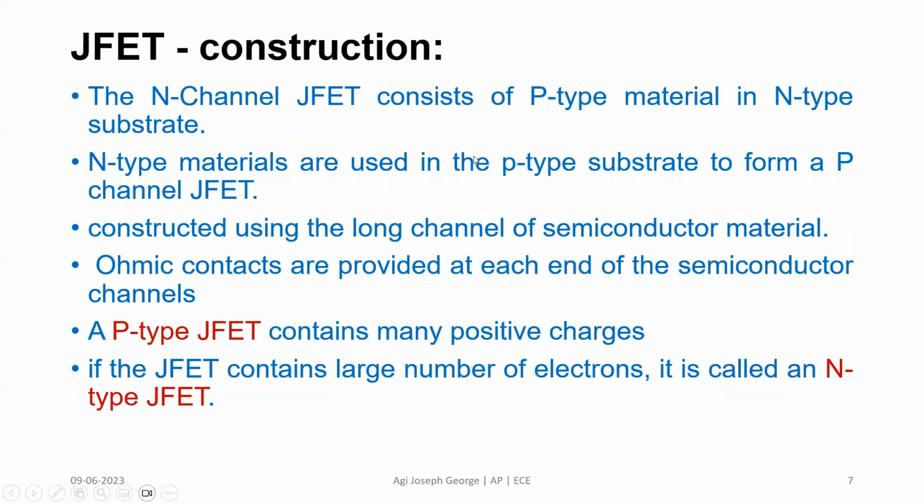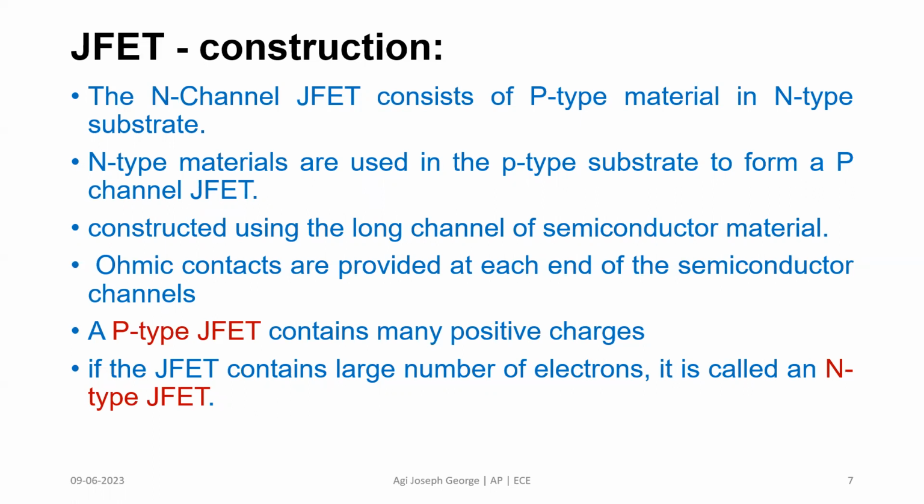So for the construction of JFET, usually there is a substrate region. The substrate region is known as the major channel. The channel can be an N-channel JFET, which has P-type material in an N-type substrate. N-type material is used in a P-type substrate to form a P-channel FET. Usually the construction is done using a long channel of semiconductor material, and wherever you require these terminals, you provide ohmic contacts. Ohmic is nothing but metal contacts.